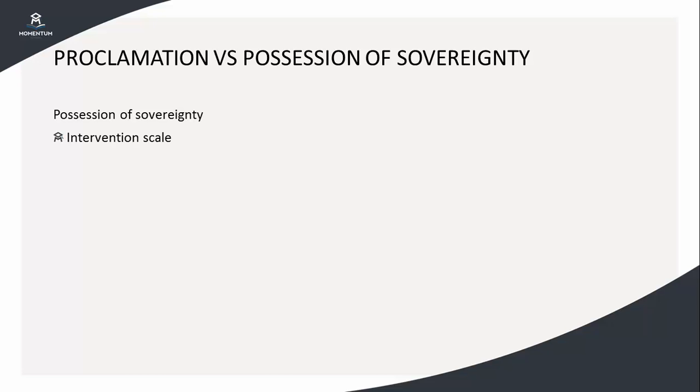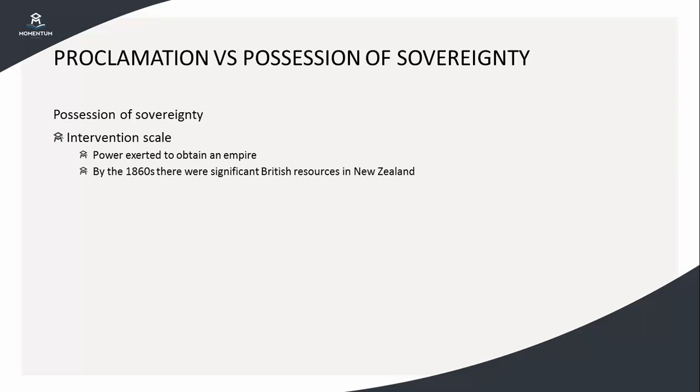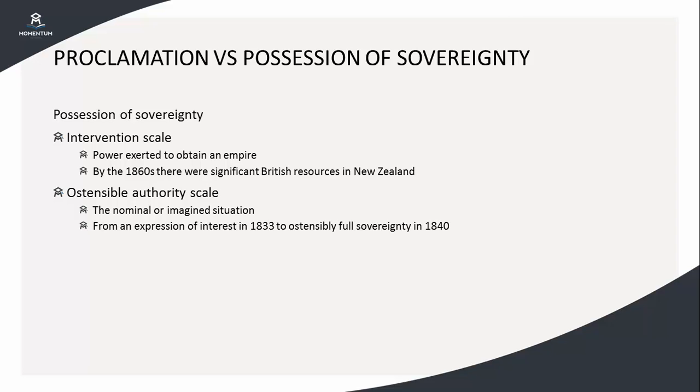The intervention scale measures the power exerted to obtain an empire through conversion and conquest. This happened in New Zealand over time, until the 1860s, where there were significant British resources in New Zealand. The ostensible authority scale measures the nominal or imagined situation. Nominal authority over New Zealand moved quickly from an expression of interest in 1833 to ostensibly full sovereignty in 1840 with the signing of the Treaty of Waitangi.